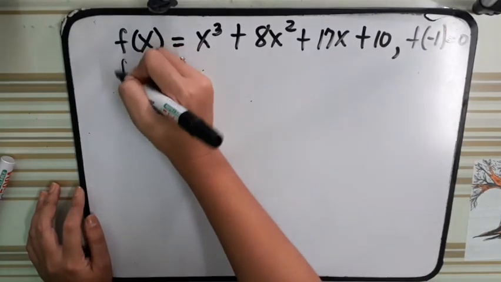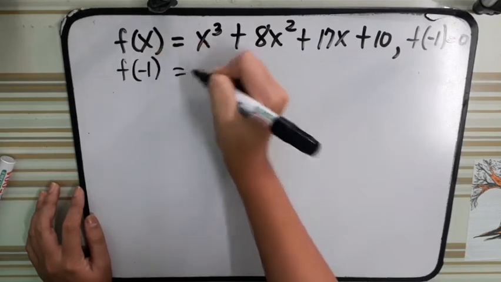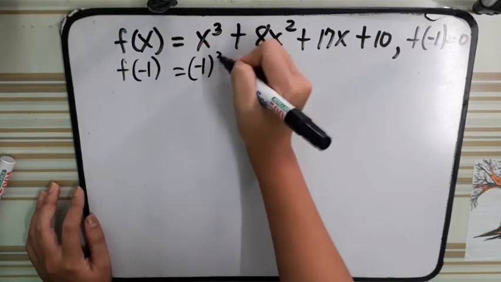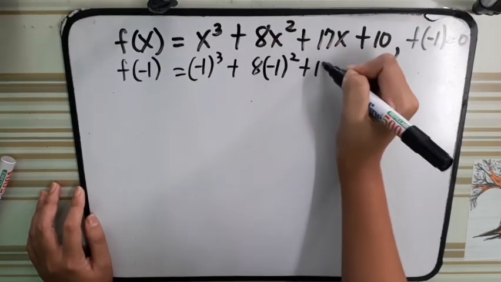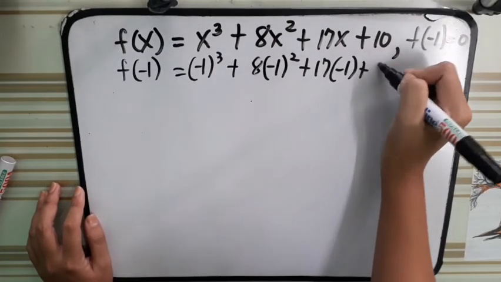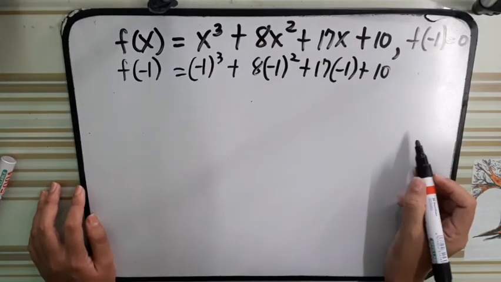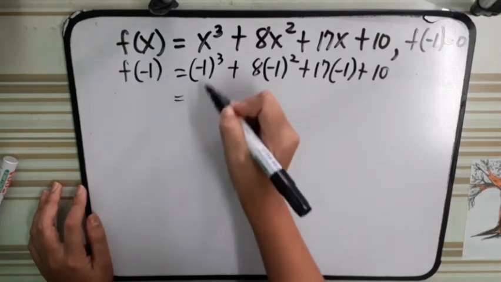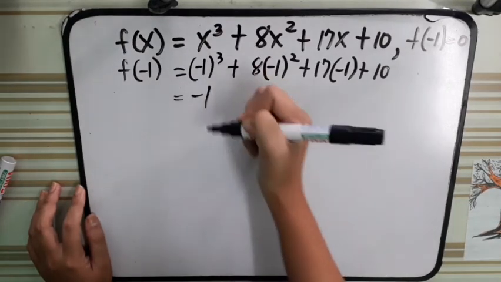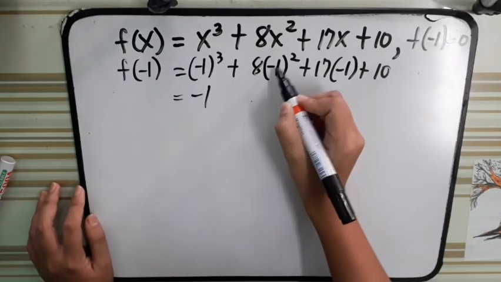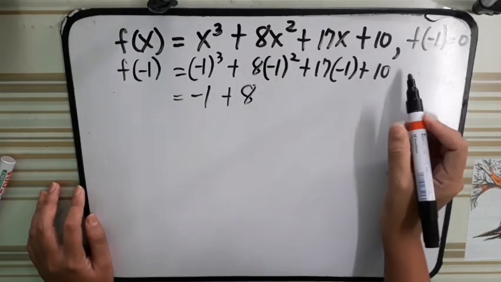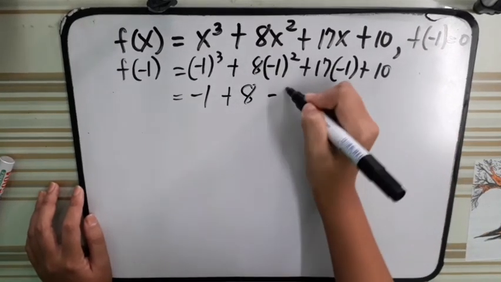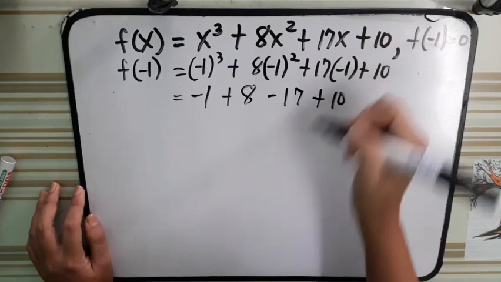So this will become f of -1. So -1 raised to 3 plus 8 times -1 raised to 2 plus 17 times -1 plus 10. Then simplify. So -1 raised to 3 is simply -1. -1 raised to 2 is +1 times 8 is equal to +8. 17 times -1 is -17 plus 10.